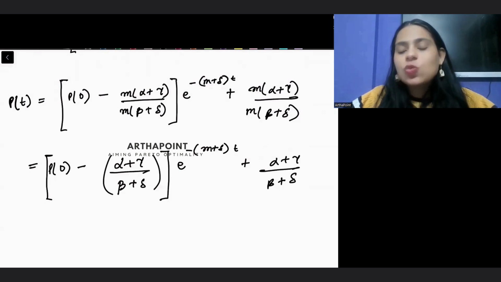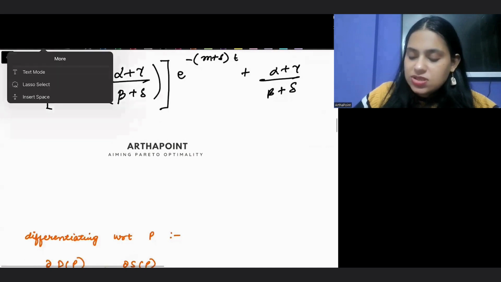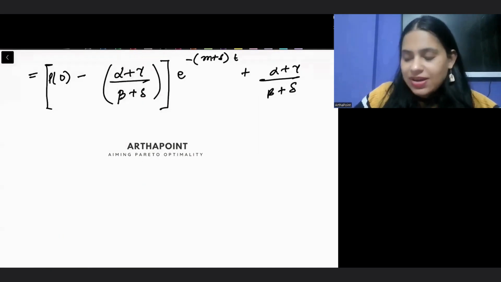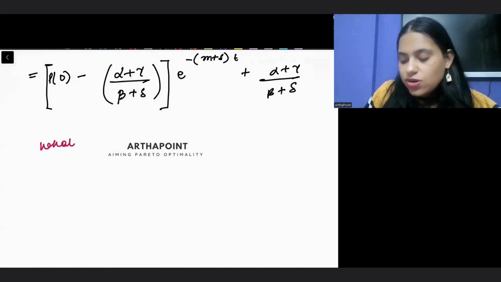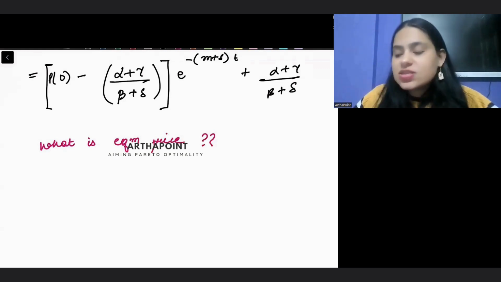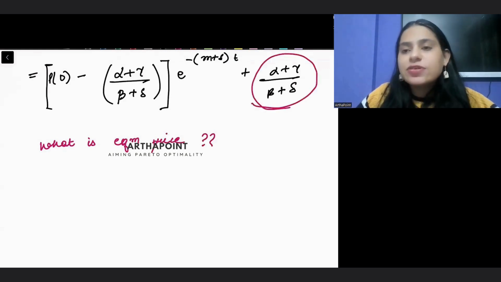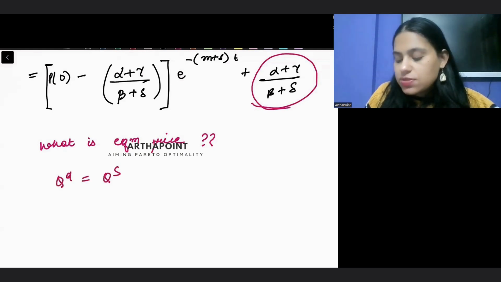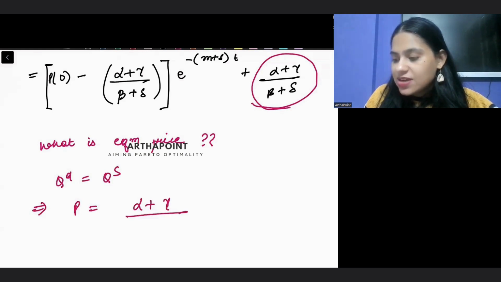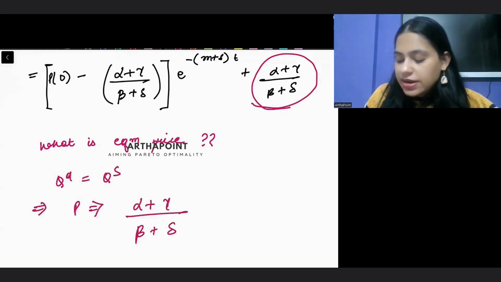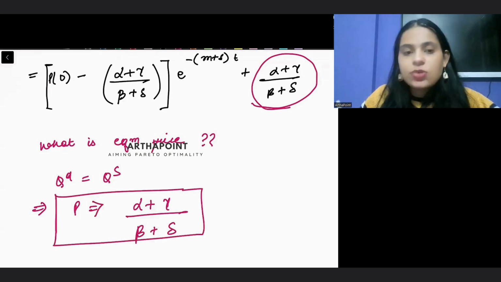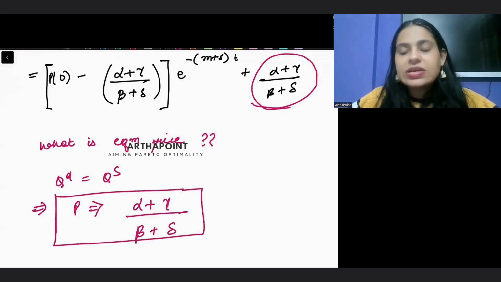And now I ask you, what is the equilibrium price, suppose, in this case? पूरा कर लेते हैं अब इसको, अब कर ही रहे हैं तो. So now I ask you, what is equilibrium price? So equilibrium price is always this component that you have here, right? So I can already tell you that when demand will be equal to supply, the equilibrium price that you will be getting will be alpha plus gamma upon beta plus delta. This can be written as your equilibrium price, right?